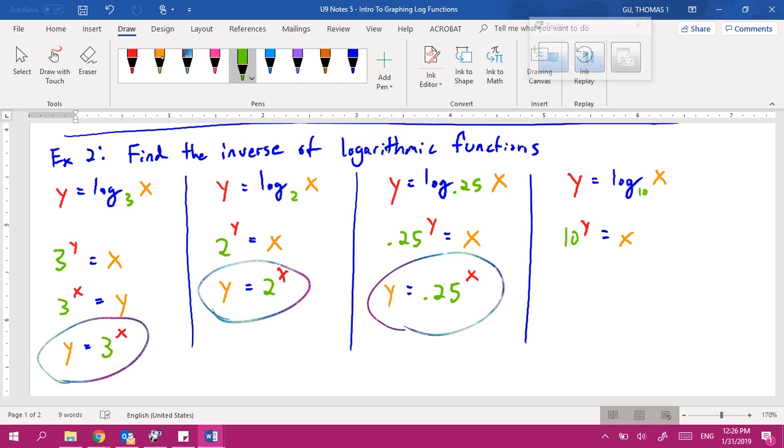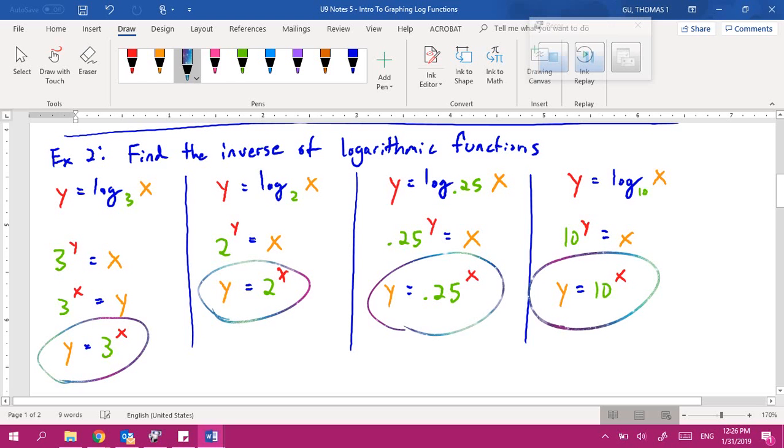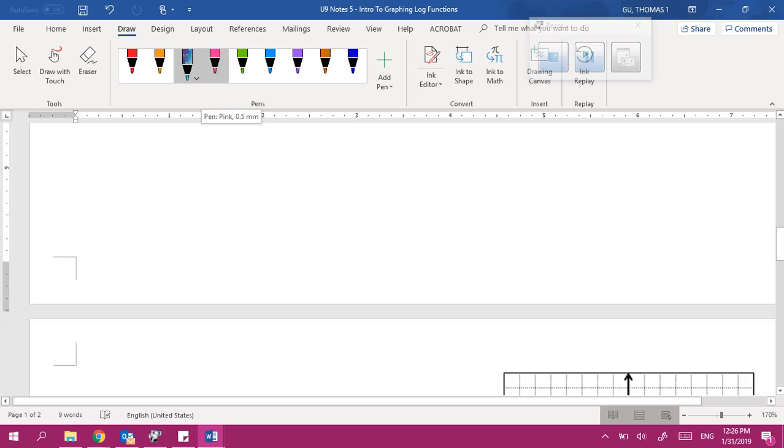Y equals. Can I just equal x? No, because you have 10 to the. Wait, what if this one's 10 though? All right, there we go. So now you know how to find the inverse of these 2 types of functions. So now we have all the skills that we need to find or graph these functions.